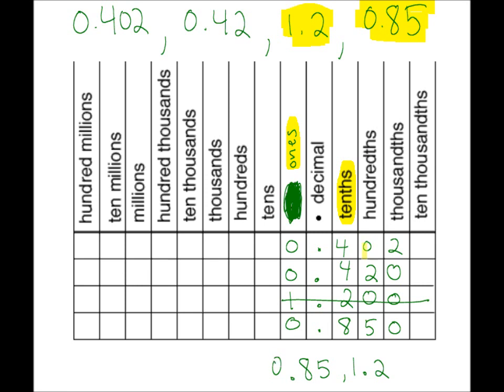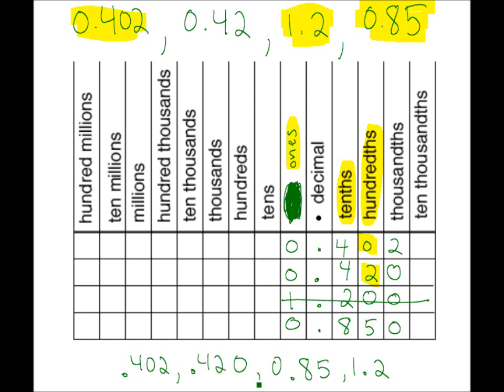I'll look next, since they both have 4 in the tenths column, I'm going to look to the hundredths column, and I notice that this number has a 0 while this one has a 2. I know that 0 is always smaller than 2, so that means that this number, 0.402, is my smallest one. That must mean that 0.420 is my second smallest.